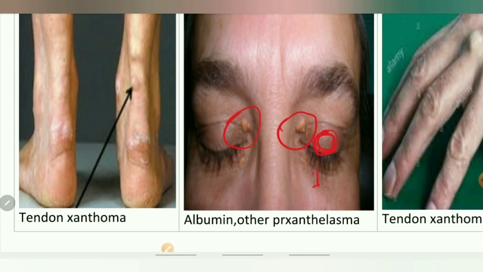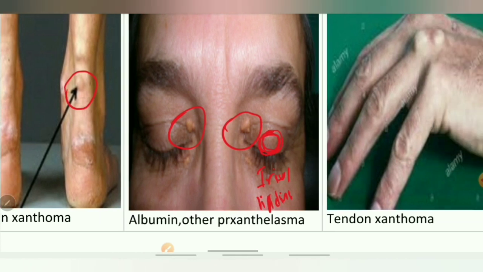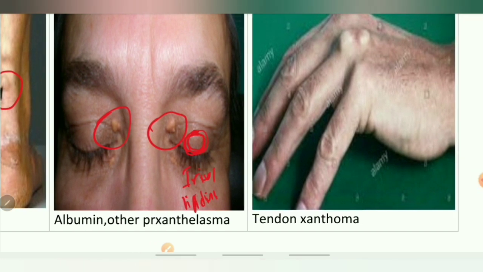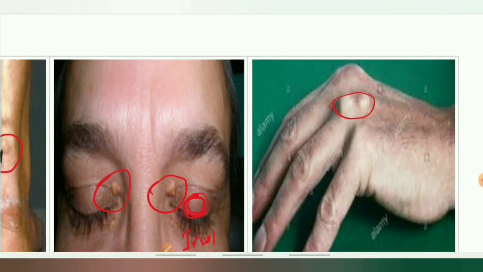which is so called the arcus lipoides. And this can develop here. There is xanthoma over the extensor tendons or Achilles tendon, in the elbow, in the Achilles, in the knuckles of the hands. All these can develop xanthoma, and this is a feature of dyslipidemia.